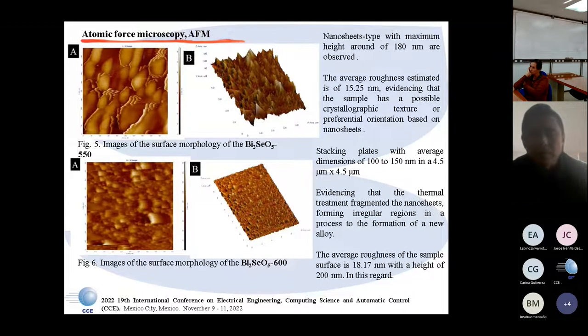The surface of the films was also analyzed by atomic force microscopy. The surface of the bismuth selenium pentoxide sample at 550 degrees Celsius presents a branch height of 180 nanometers, corresponding to the maximum height of the nanosheets, with an average roughness of 50.2 nanometers, evidencing that the sample has a texture based on nanosheets. In figure 6, we can see the system exhibits static plates with an average dimension of 150 nanometers, evidencing that the thermal treatment fragments the nanosheets.